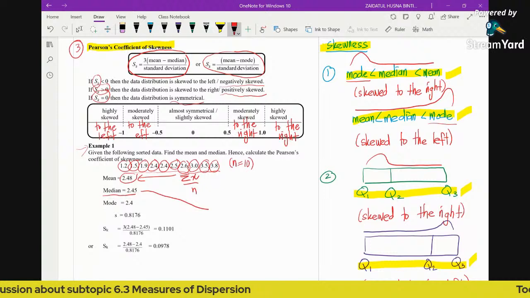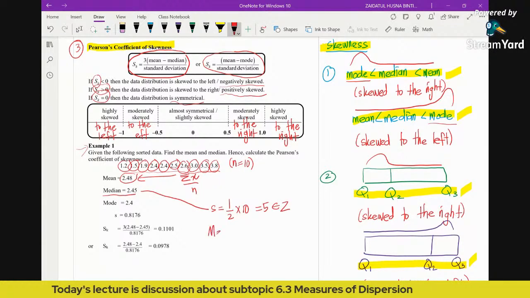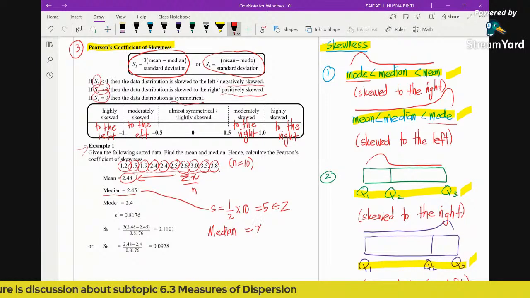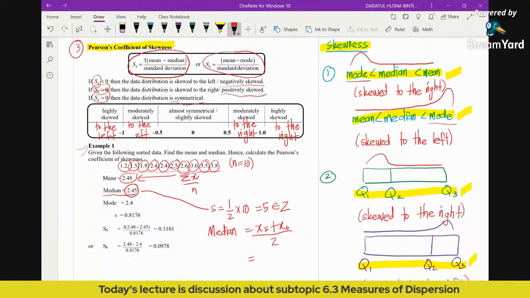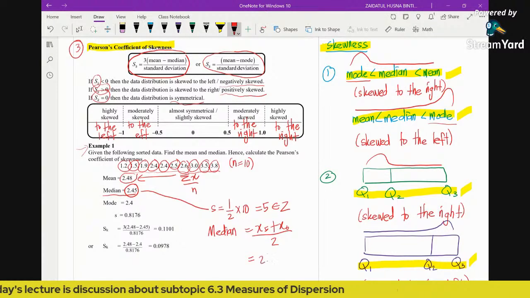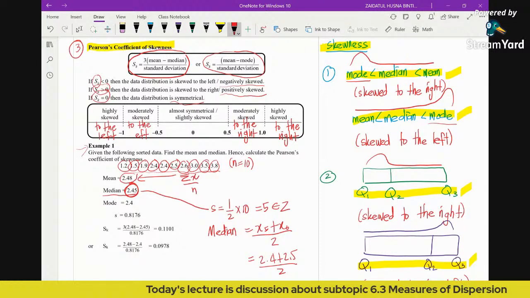So let's recall how to find the median for ungrouped data. We find the position first, right? Half times 10, you get 5. And because 5 is an element of the integers, your median is located in between the 5th observation and the 6th observation, and you divide by 2. So how do we get 2.45 here? Actually, we just sum the 5th and 6th. So 1, 2, 3, 4, 5, 6. So 2.4 plus 2.5 divided by 2. That's why we get 2.45. So you need to show clearly how you get those measures. You cannot simply straight away give the final answers.